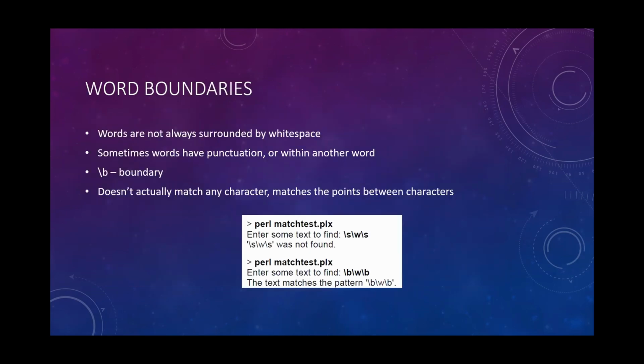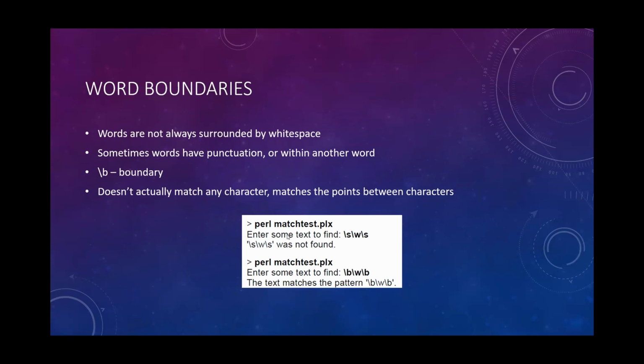We have word boundaries. Words are not always surrounded by white space. Sometimes they have punctuation, or it's a word within a word. And we can indicate those boundaries by using the \b. It's not going to actually match any character. It's going to match kind of like an invisible point between characters.